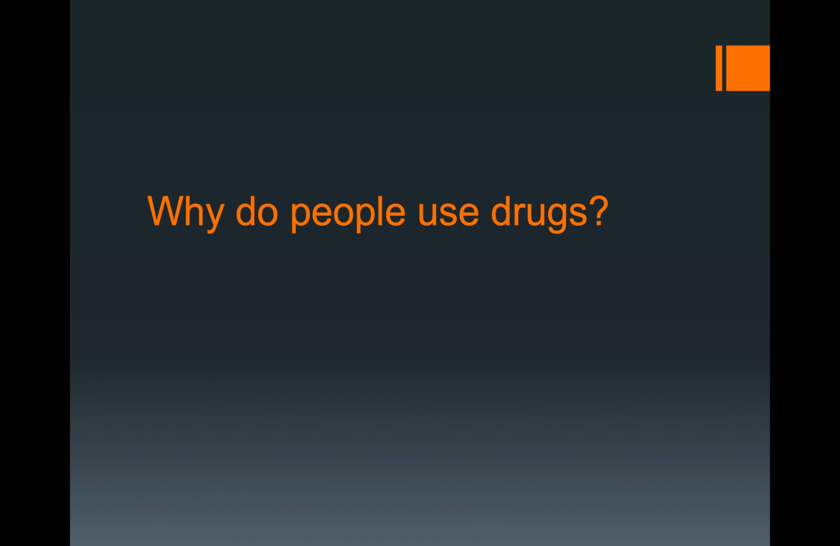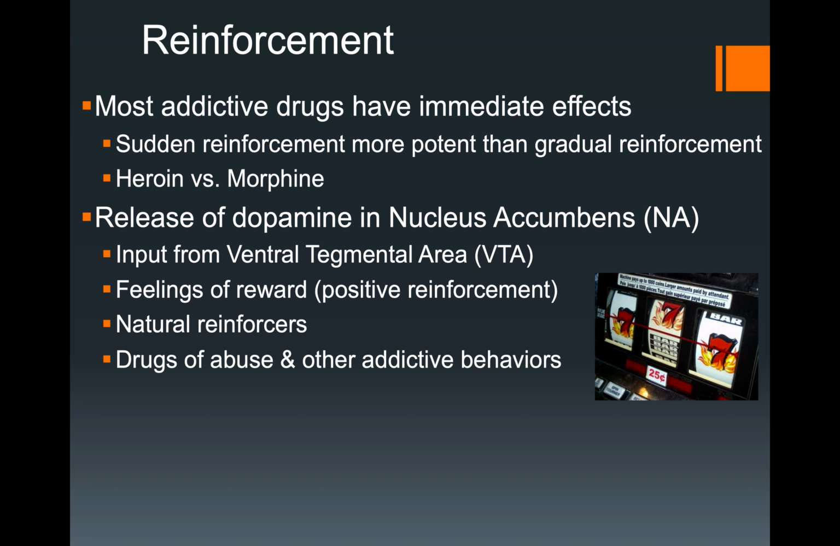So the easiest answer to that question is because it's reinforcing. People use drugs because they get some sort of pleasure out of it. The drugs that are most addictive tend to have the most immediate effects, meaning that people feel the high from them very quickly. So sudden reinforcement is more potent and more addictive than gradual reinforcement. So heroin and morphine are basically the same, except that heroin crosses the blood-brain barrier more easily than morphine, and so a rush of the molecule gets into the brain very quickly.